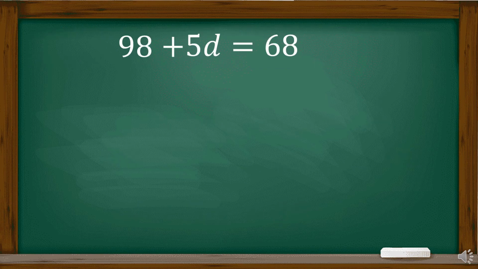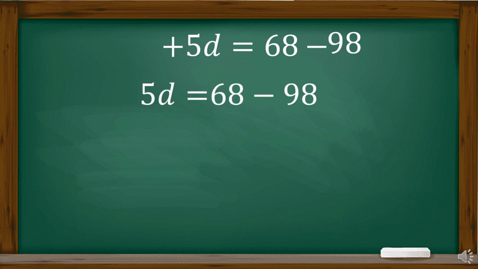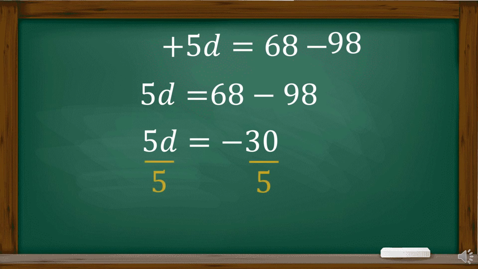Let us now solve for d in the equation. You may add negative 98 on both sides of the equation, or you may transpose 98 to the other side of the equation. Since you transpose, you change the sign. So we have 5d is equal to 68 minus 98. 68 minus 98 is equal to negative 30. Then, divide both sides by 5. d is equal to negative 6.